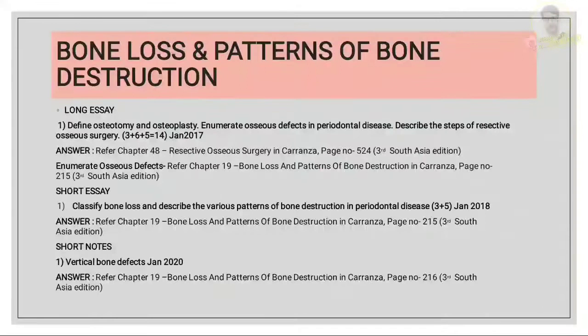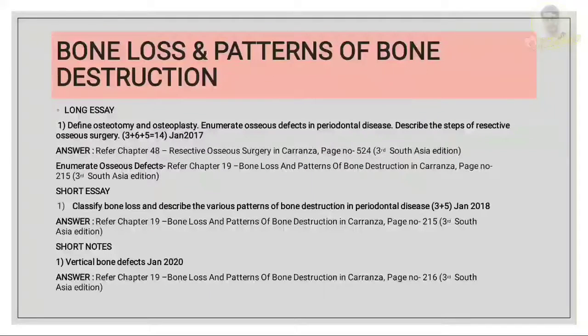Coming to next chapter, bone loss and patterns of bone destruction. So first question is, define ostectomy and osteoplasty, enumerate the osseous defect in periodontal disease, describe the steps of resective osseous surgery.